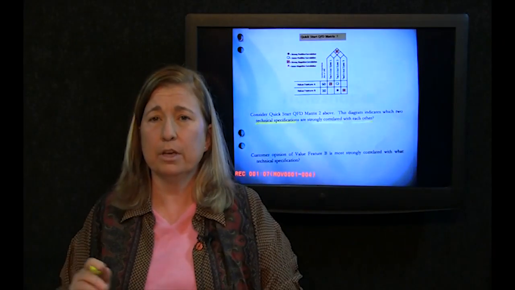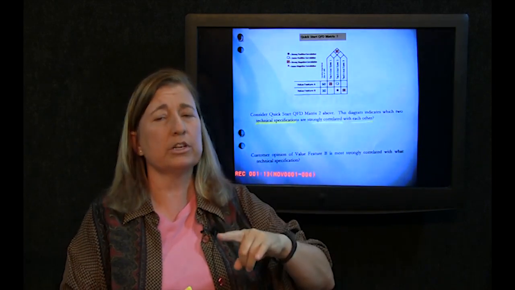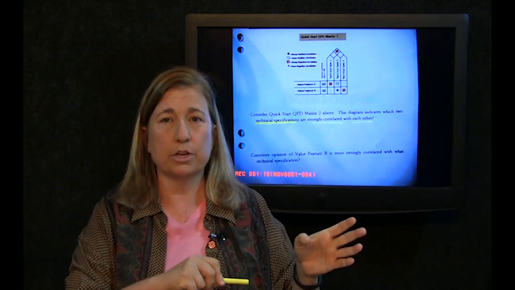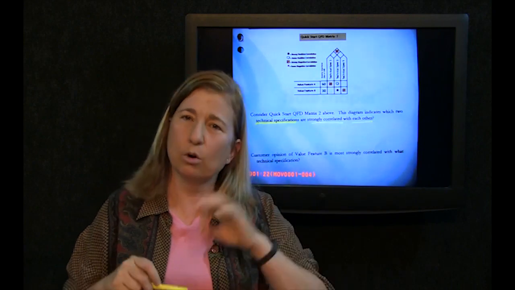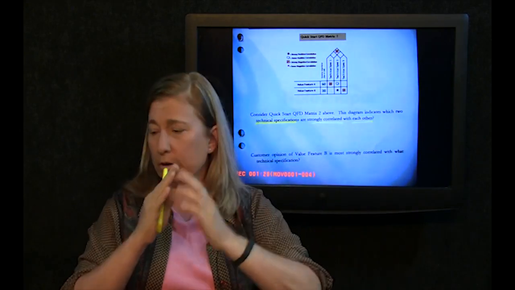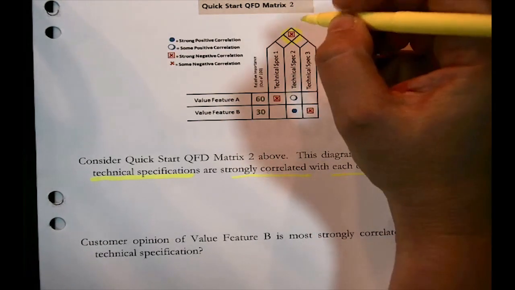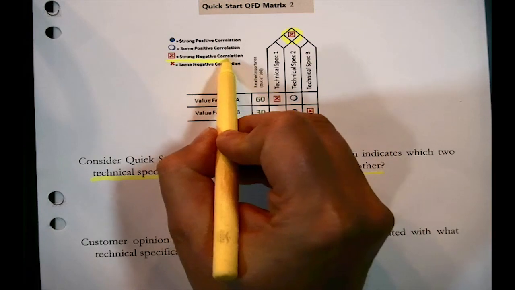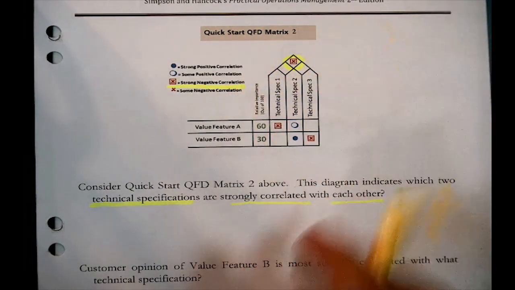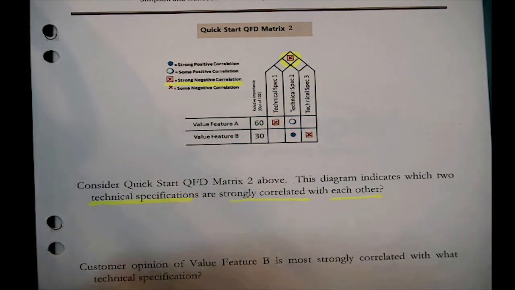Now, in a QFD analysis, this square in the center, that's the relationship matrix, but that is the correlation between the technical specifications and the value features. If you're talking about technical specifications, how are they correlated with each other? That's the roof right here of the diagram, the pointy part. Because you see that there's a symbol up there for a strong negative correlation. I know it's strong negative correlation because I'm simply looking up the meaning of the symbol right there on the key.